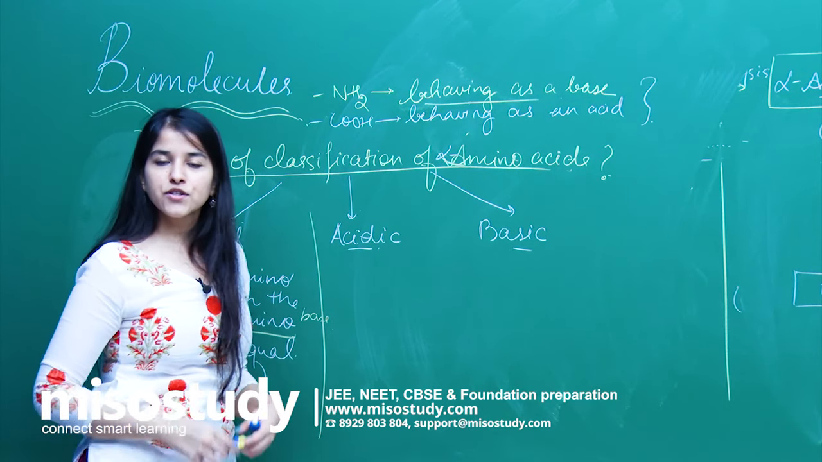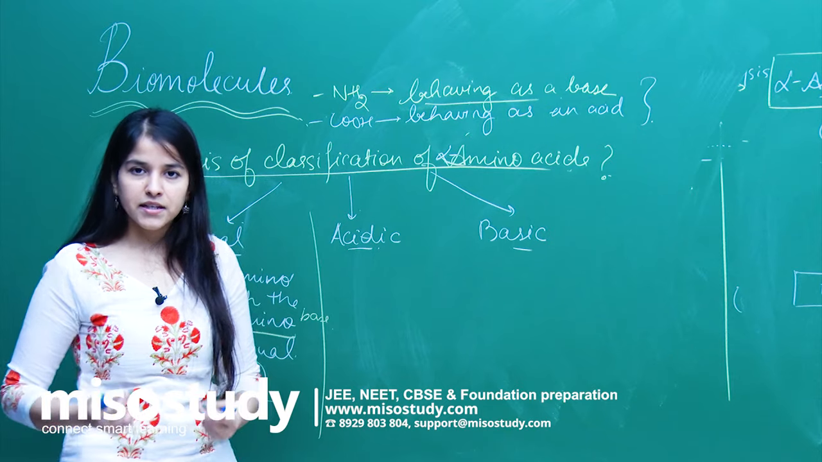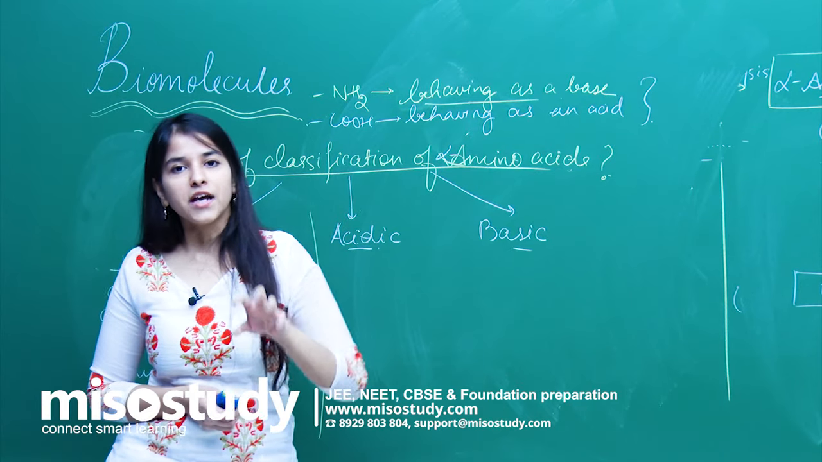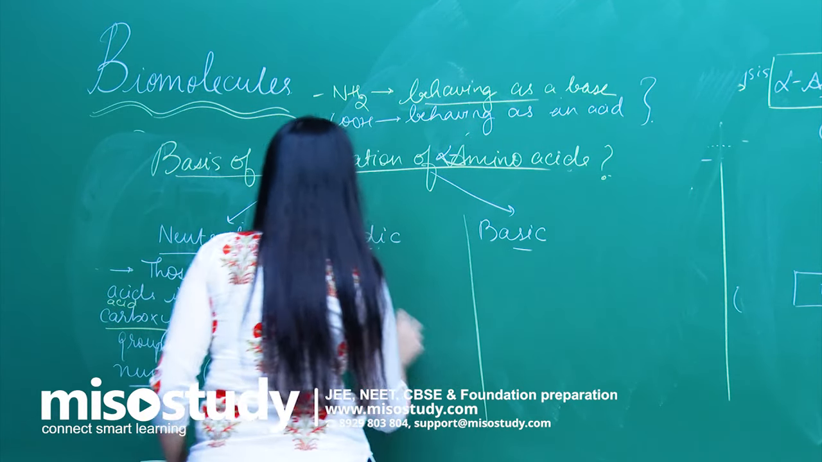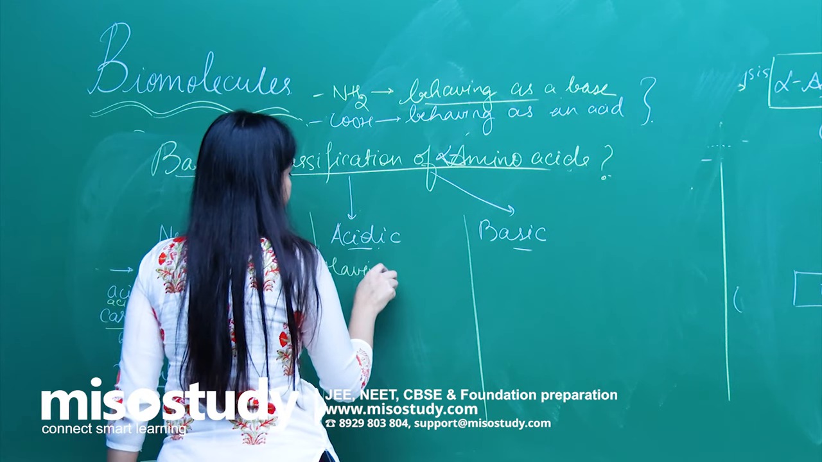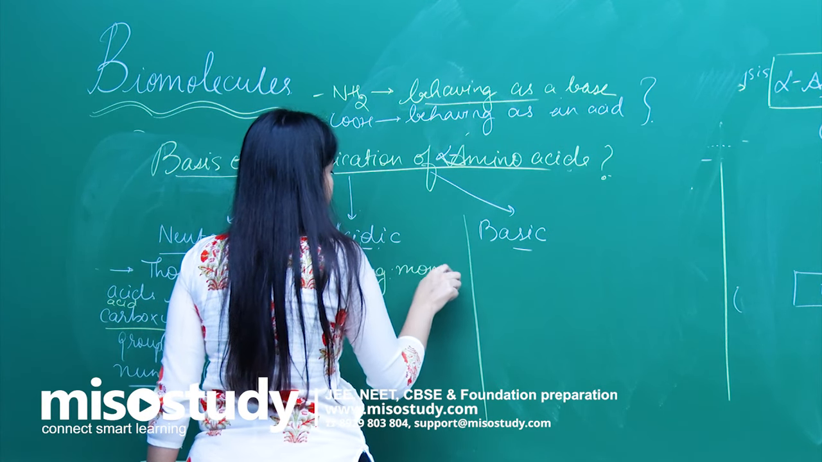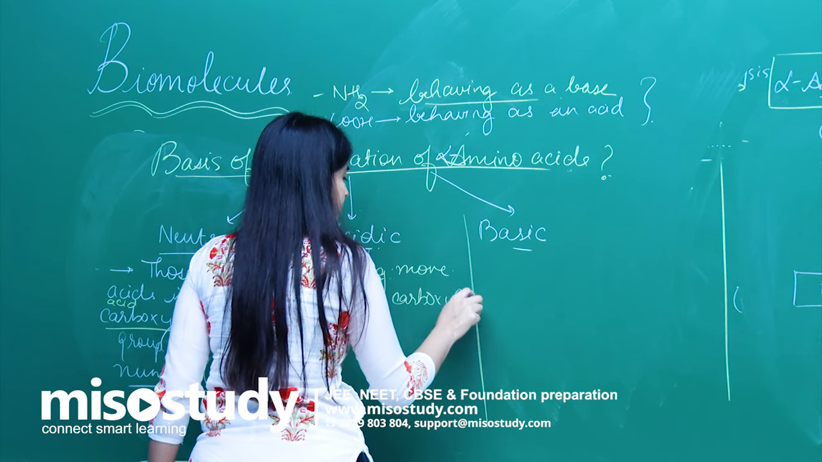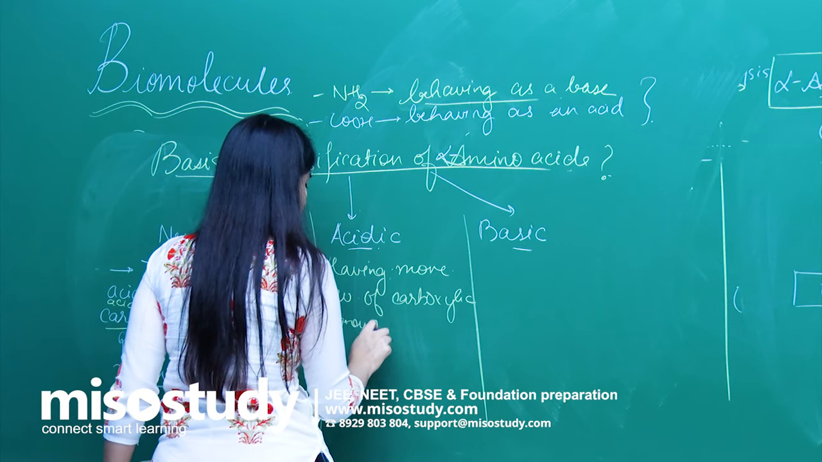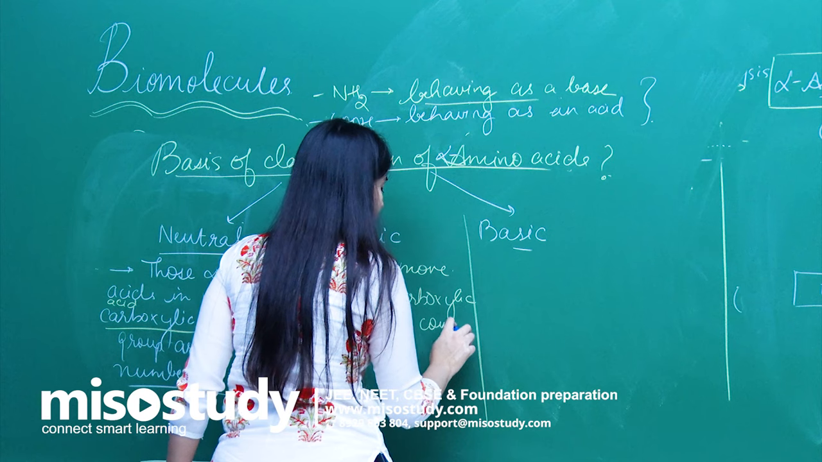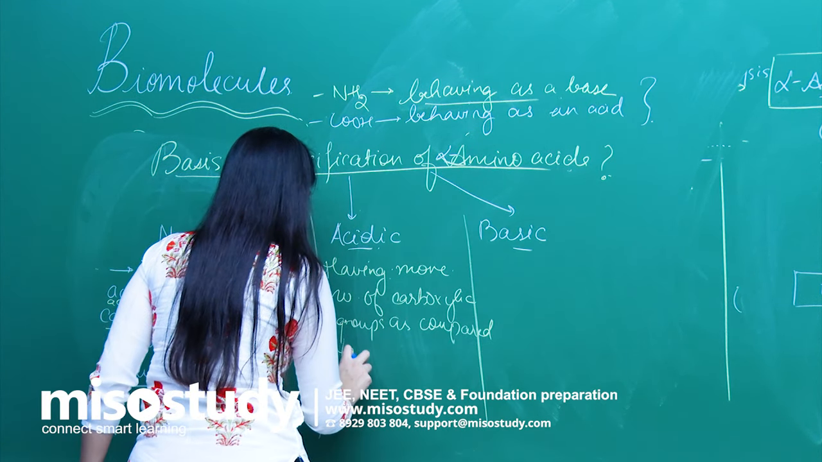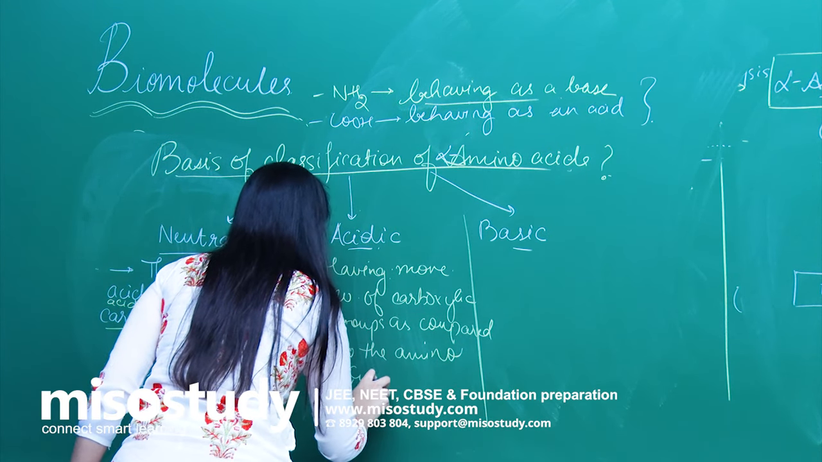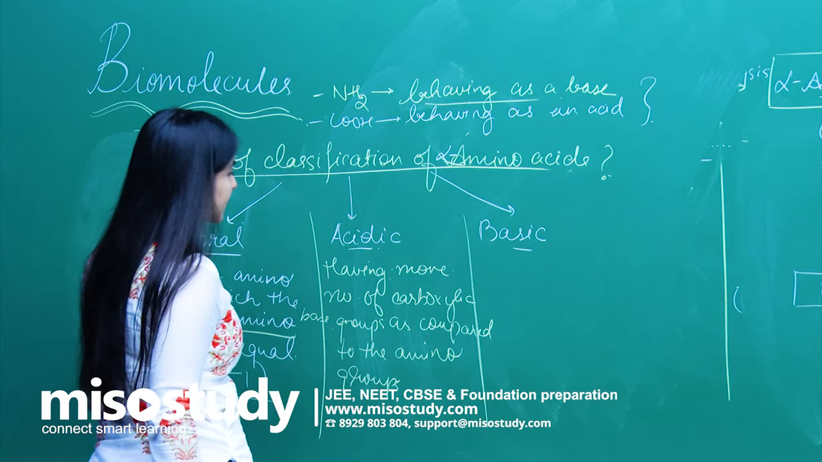What about the acidic ones? Those having extra carboxylic acids, even more than the actual carboxylic acid that is present in the amino acid. So acidic are those having more number of carboxylic groups as compared to the amino groups. So those are nothing but acidic.